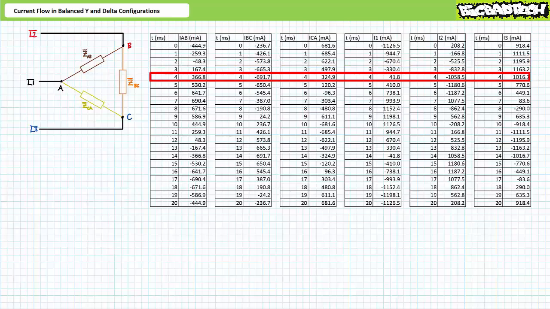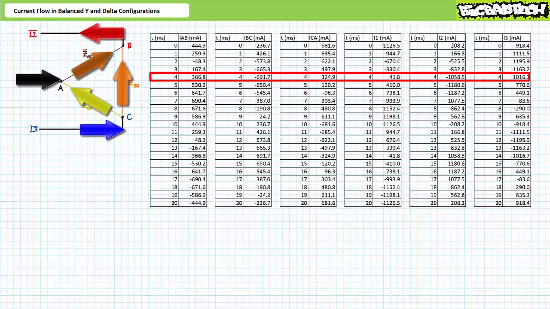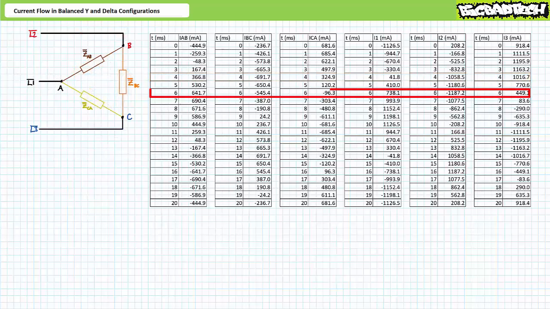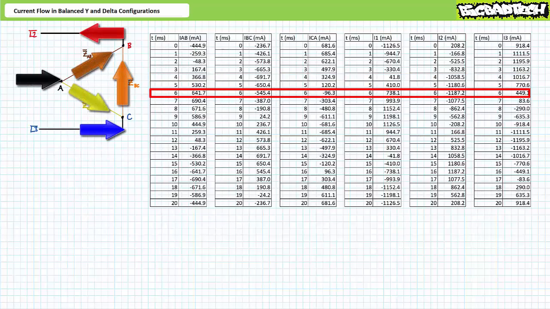At t equals 4 milliseconds, 366.8 milliamperes of current travels A to B. 691.7 milliamperes of current travels C to B, and 324.9 milliamperes of current travels C to A. 41.8 milliamperes of current enters node A, 1,058.5 milliamperes of current leaves node B, and 1,016.7 milliamperes of current enters node C. At t equals 6 milliseconds, 641.7 milliamperes of current travels A to B. 545.4 milliamperes of current travels C to B, and 96.3 milliamperes of current travels A to C. 738.1 milliamperes of current enters node A.